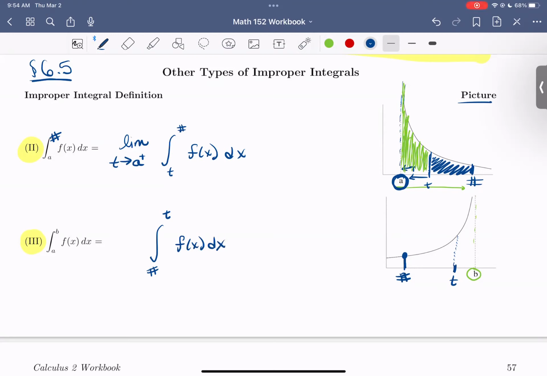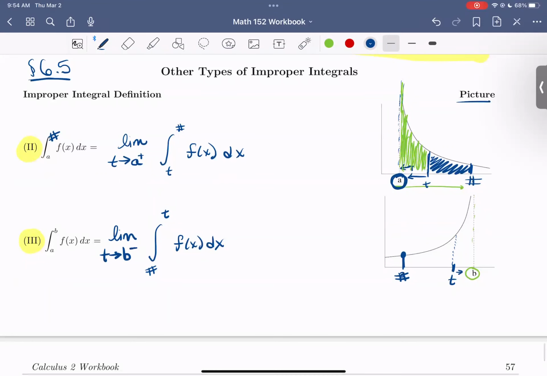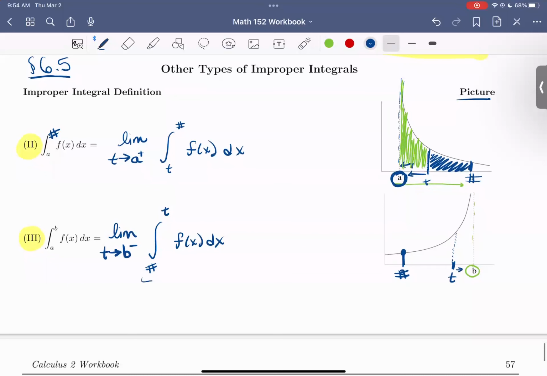Similar to that second definition, we need to take a limit as T approaches that fixed number B. Now notice, how does T approach B? Well, it approaches it from the left side, so we're going to use a negative symbol on the B to indicate that. My integral is computing that fixed area, and then in the limit, we're computing that area that we can't touch by evaluating at B.